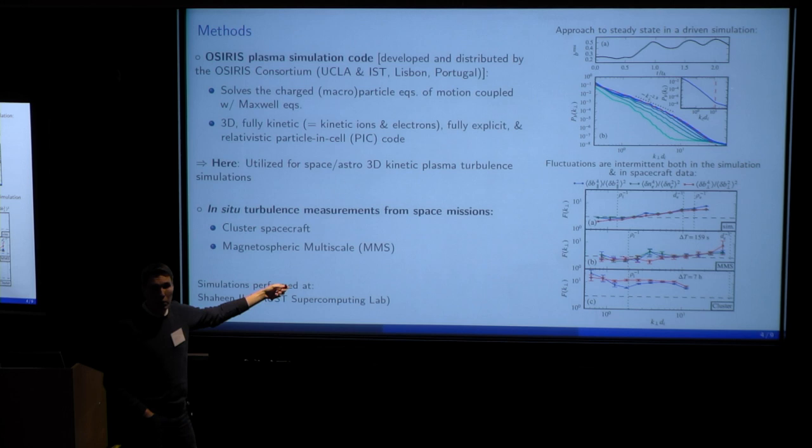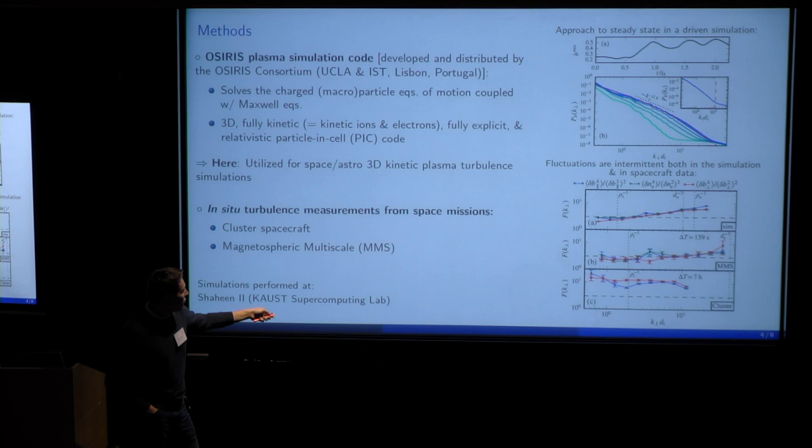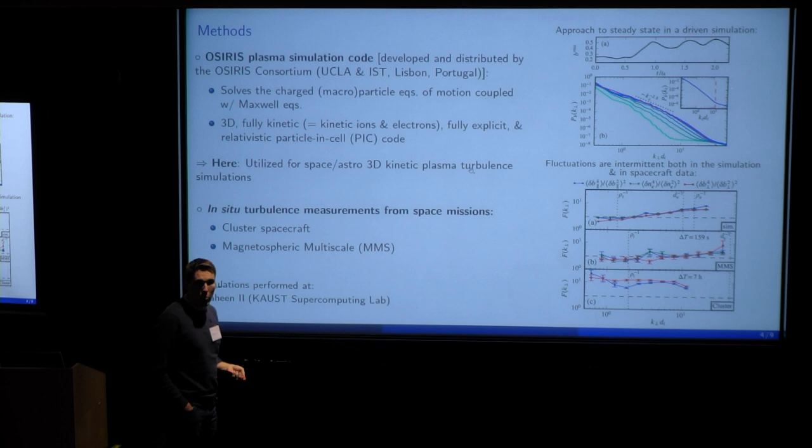And down here, I compared the scale-dependent flatness of different components of the magnetic field and of the electron density in the simulation, and also from the data from the spacecraft. And we can see that there's some intermittency here. So we have values above 3, which would be expected for a normal distribution. So this is the data that we use.